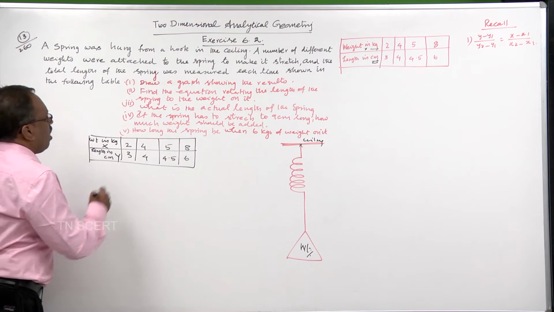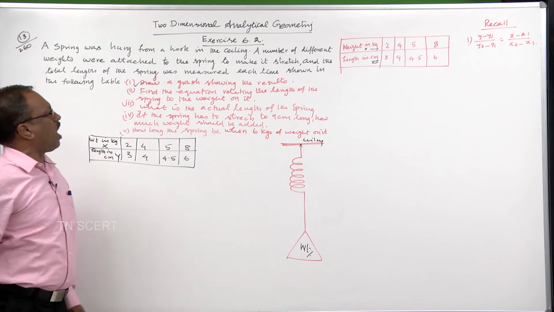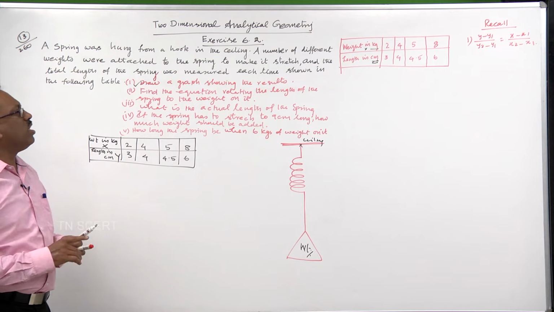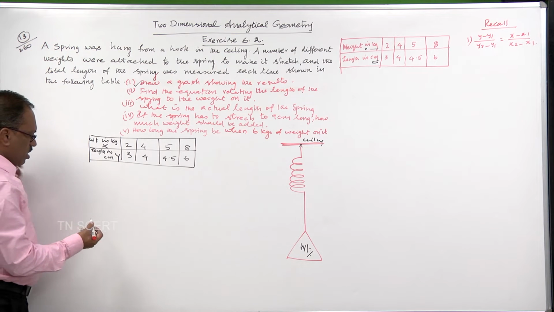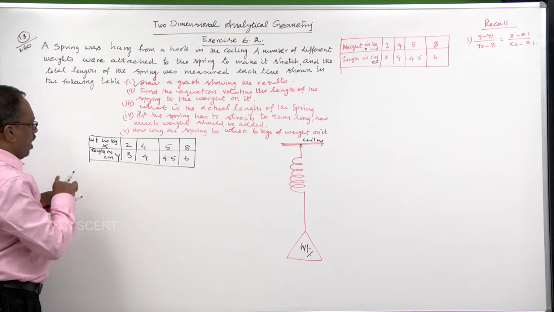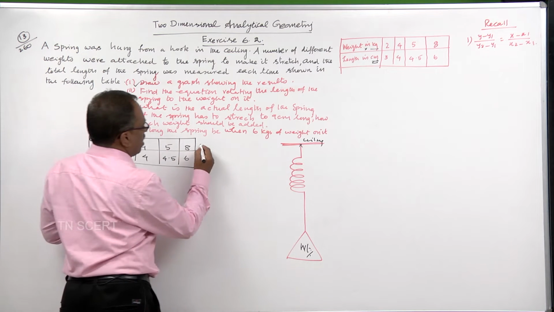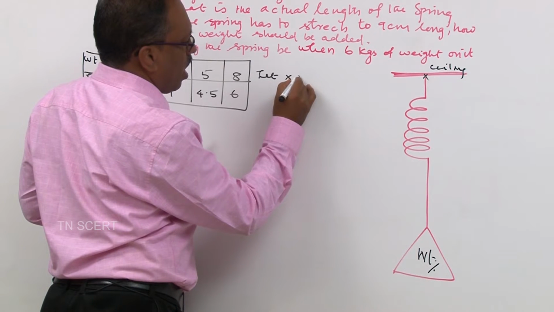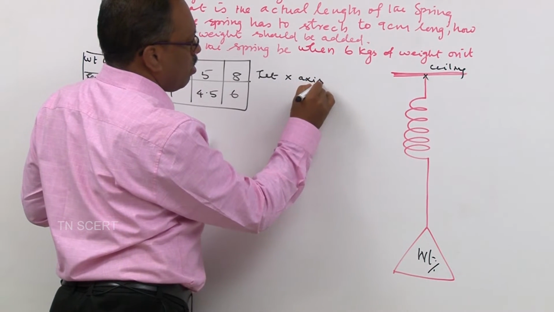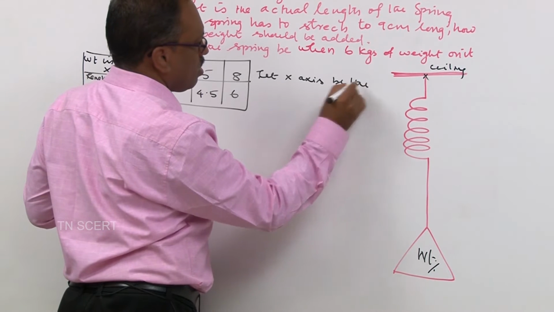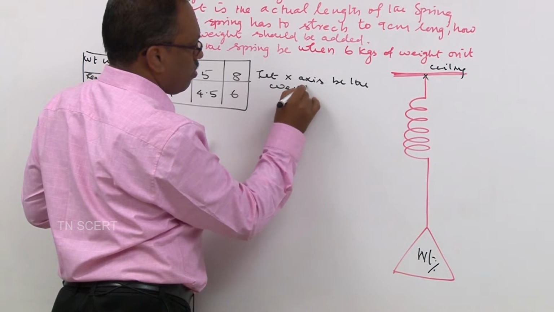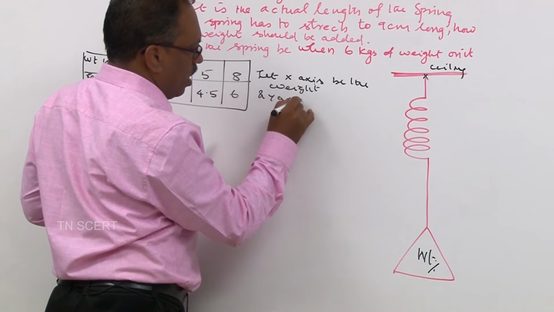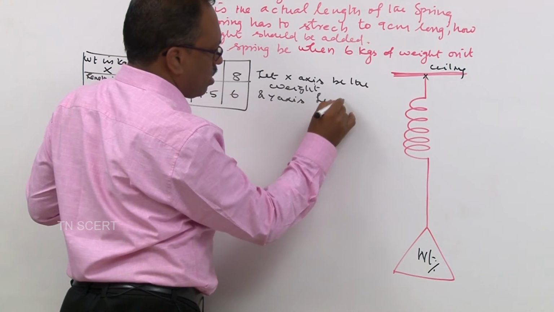Let me draw the first question: draw a graph showing the results. Let us take the weight in kgs on the x axis, and the y axis be the length of the spring.